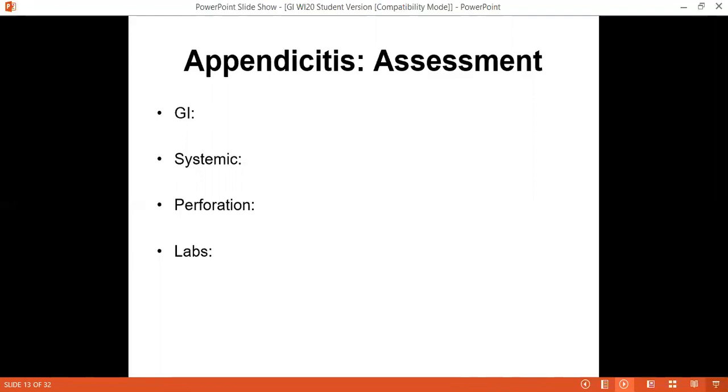If that appendix would perforate or rupture, it usually occurs within 48 hours of the initial complaint of pain. With perforation is where we see that fever higher than 39 degrees Celsius or 102 degrees Fahrenheit.